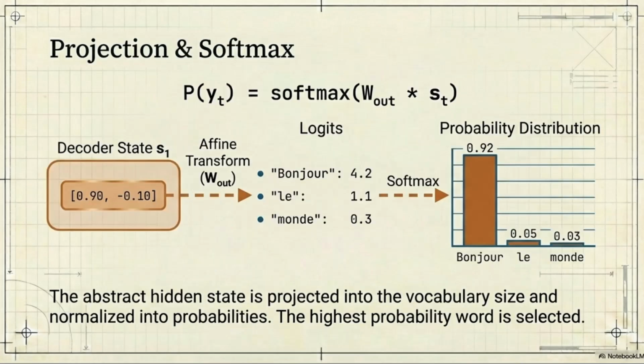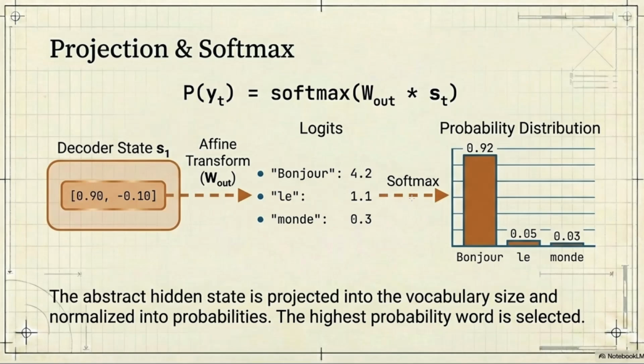And now the 0.9 and 0.10 is just a hidden state, it's not a word. To get the word, we project this vector into the size of our French vocabulary using a linear layer or dense layer. This gives us the logits, which we pass through the Softmax function.